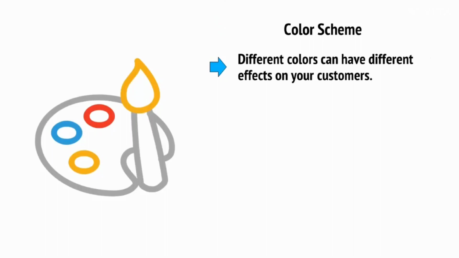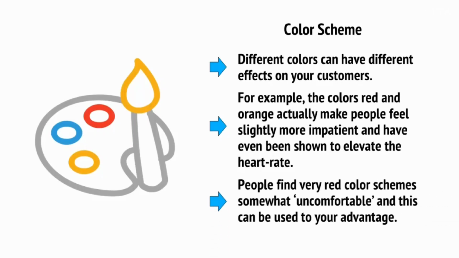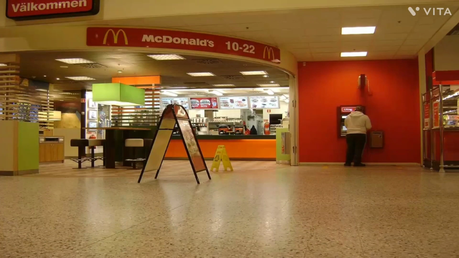On an unrelated note, you also need to think carefully about the color scheme and palette of your e-commerce site design. What's key to understand here is that different colors can have different effects on your customers. For example, the colors red and orange actually make people feel slightly more impatient and have even been shown to elevate the heart rate. People very often find red color schemes somewhat uncomfortable, and this can be used to your advantage. For example, this is actually the reason that a lot of fast food joints are red or orange in their color scheme. The uncomfortable color palette means that people don't quite feel comfortable spending a long time eating, and this means that the store can accommodate a higher turnover of customers and make more profit as a result.